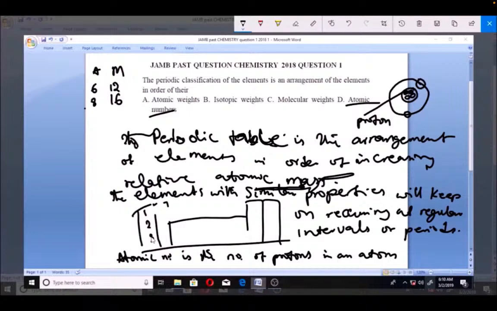So you have these arrangements in the periodic table actually according to their atomic numbers. In this case, atomic masses are also a function of the atomic number. So it is not atomic weight, it is not isotopic weight, and it is not molecular weight. So the right option is D, atomic numbers.